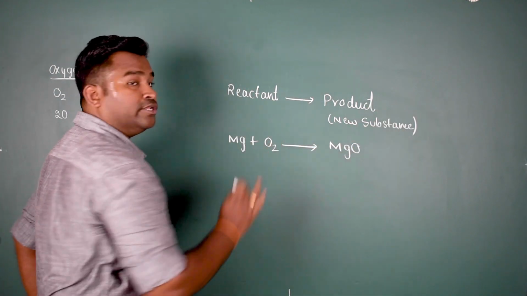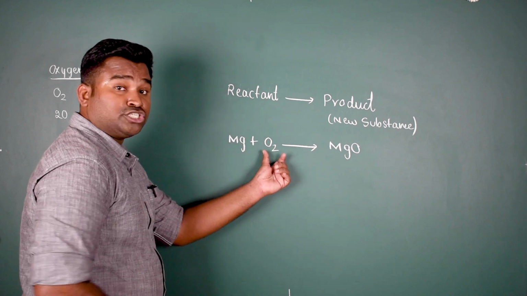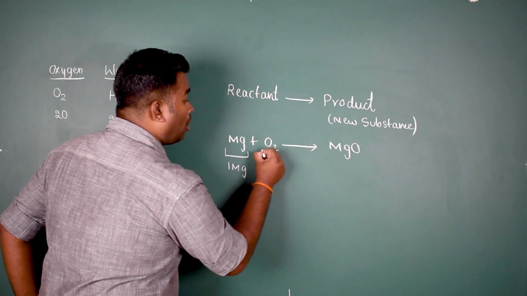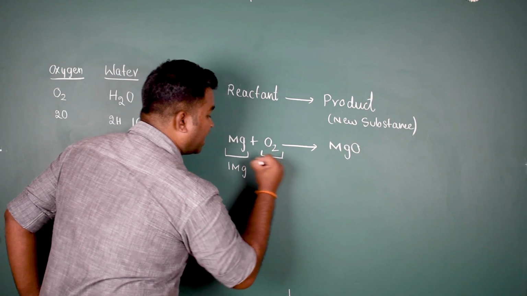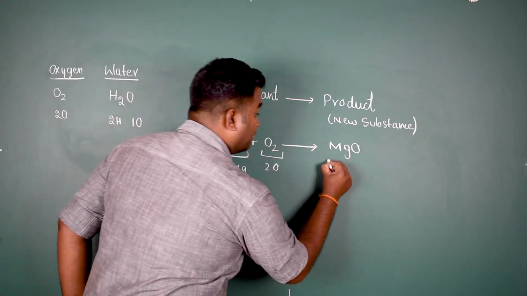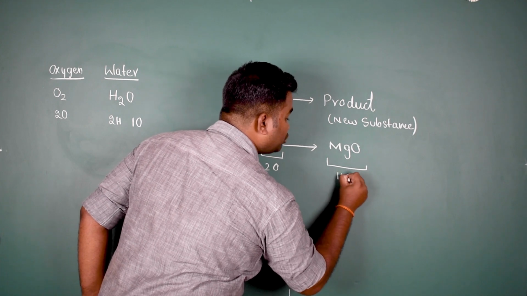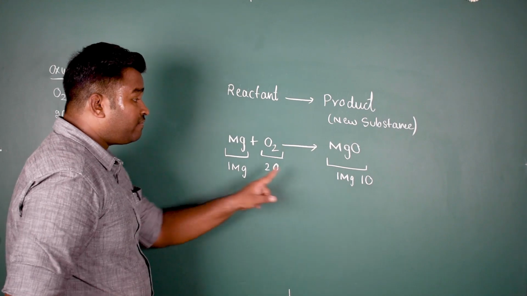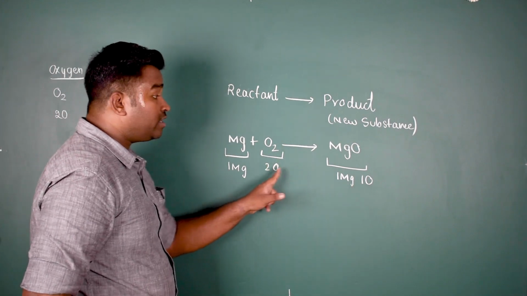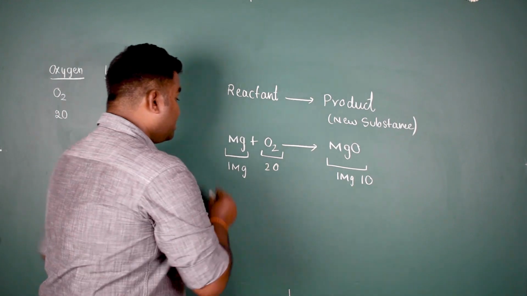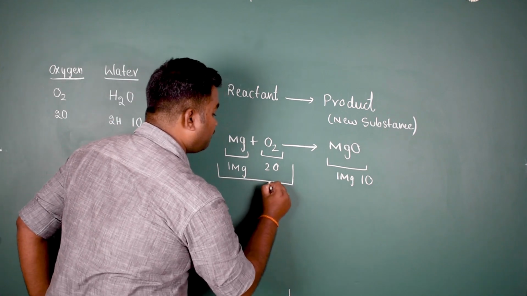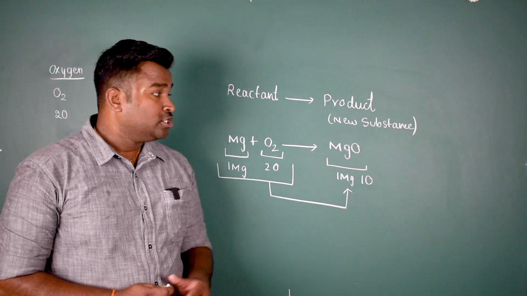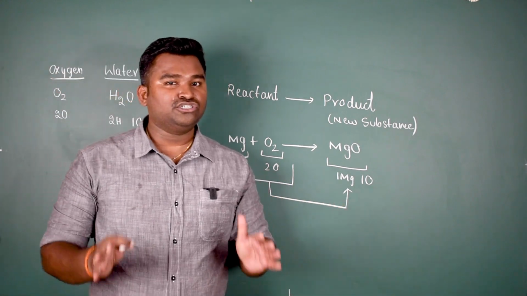And I know this is a new substance because the composition of this magnesium is only one magnesium atom. Similarly, oxygen is only two oxygen atoms, whereas this MgO has one magnesium and one oxygen atom. So this is different from this. Similarly, this is also different from this. Hence, the reactants are forming products. Understand this? So this is how a chemical reaction actually happens.